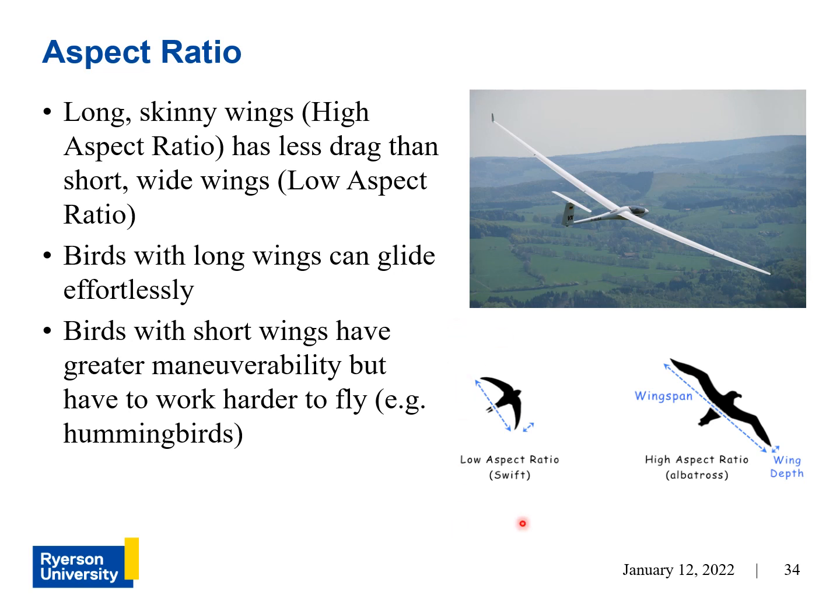Now, in nature, birds with long wings can glide with less effort, such as here, while birds with short wings have greater maneuverability, but have to work harder to fly. So like hummingbirds, they have to constantly flap their wings, but they're much more maneuverable than, let's say, an albatross or a seagull. So here you can see that.